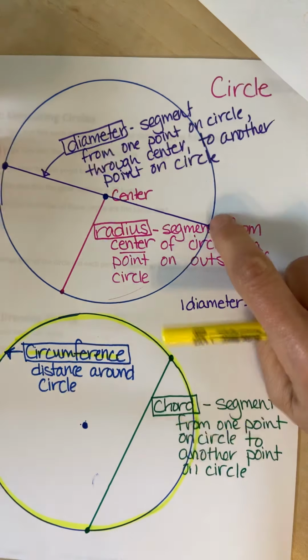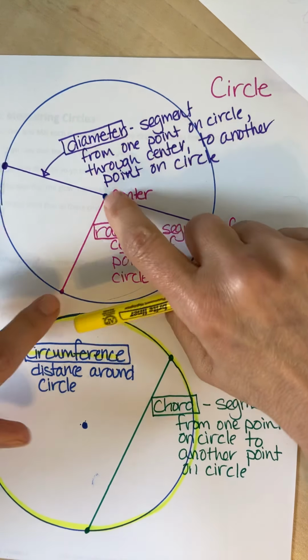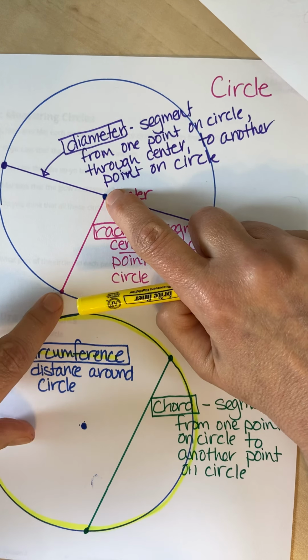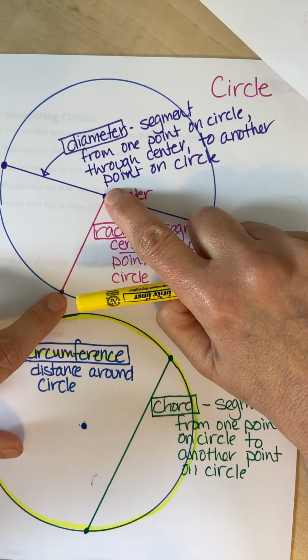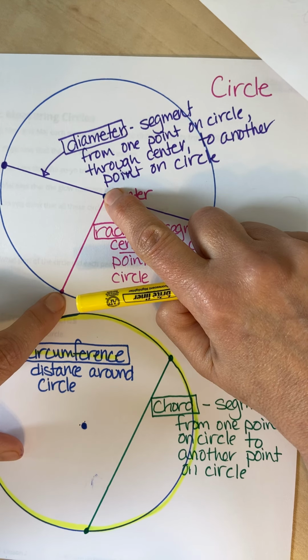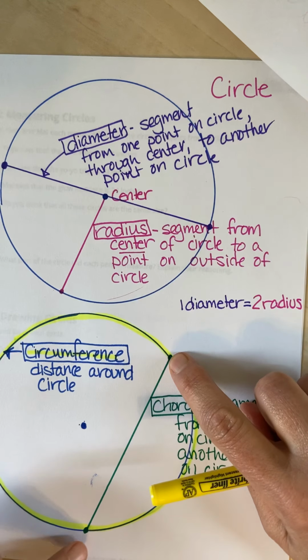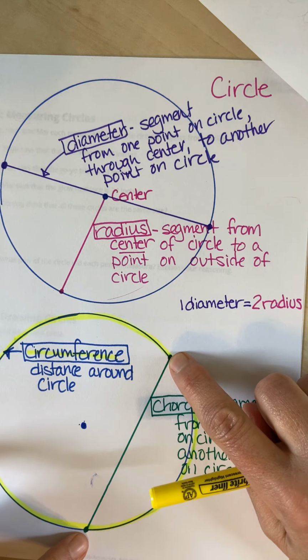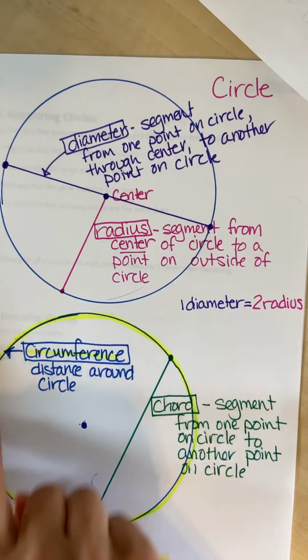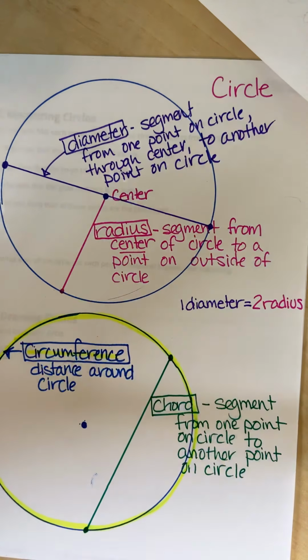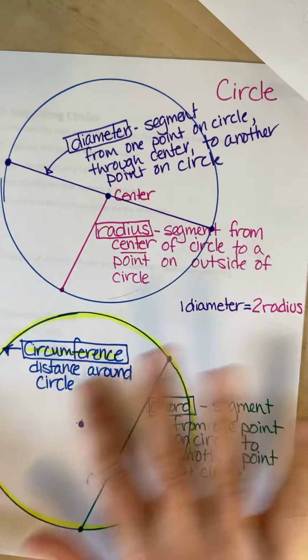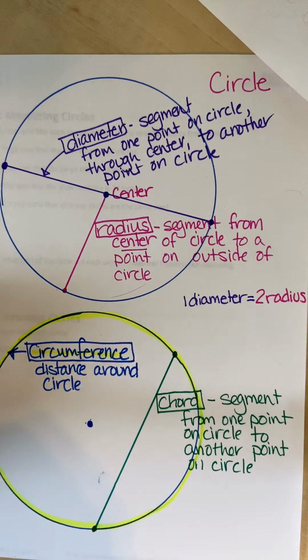So you've got a diameter that goes through the center. You have a radius that's half of a diameter, or from the center to the outside of the circle. You have a chord that goes from one point on the circle to another point on the circle. And you got the circumference that goes all the way around the circle, okay? When we get to area, area is going to talk about the area inside the circle. We'll be doing that a little bit later.